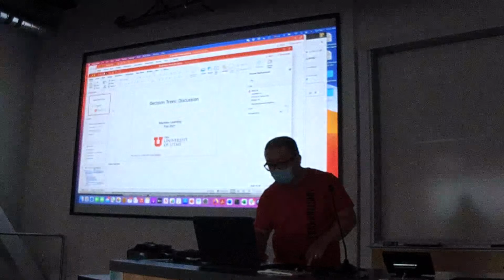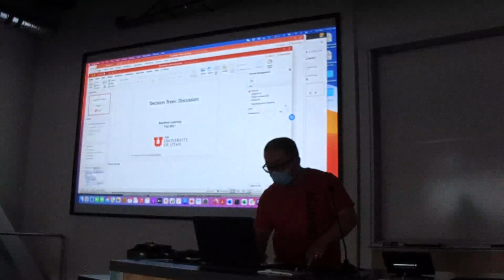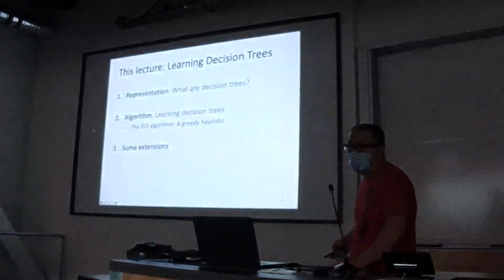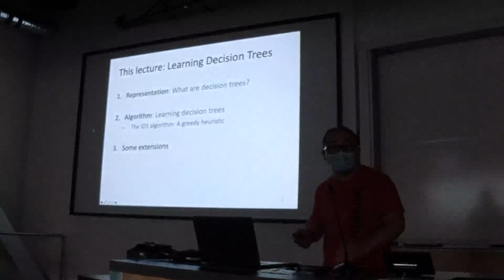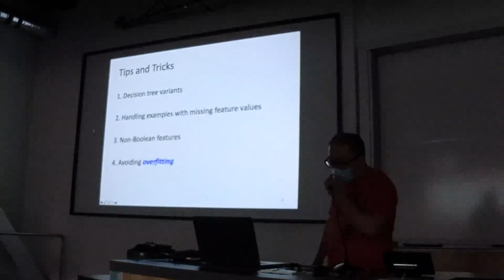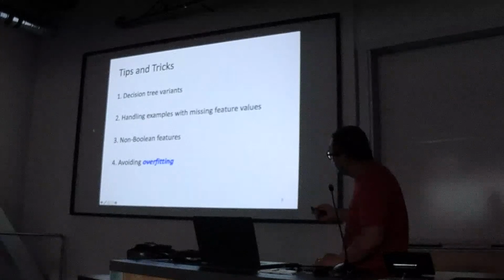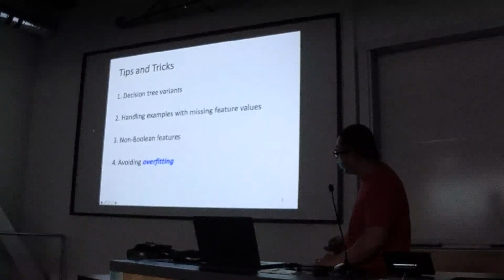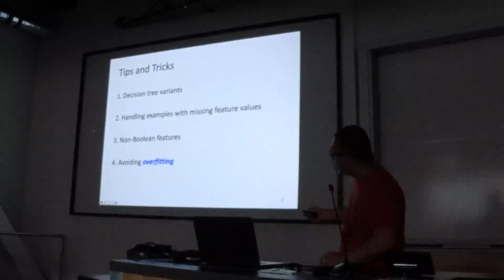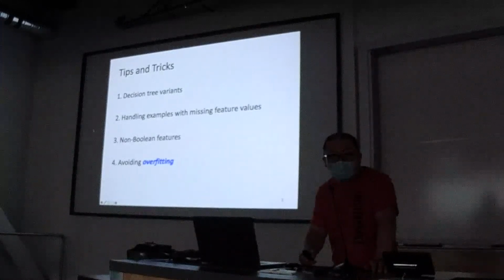So now, I think the most important things about decision trees are done. The remaining things are a few extensions and tricks in dealing with practical problems. We're going to talk about several variants of decision trees. How do we handle examples with missing feature values? How do we handle non-Boolean features? Actually, we have briefly covered this in a previous lecture last week. And finally, we're going to introduce a very important concept called overfitting, and how we avoid it.